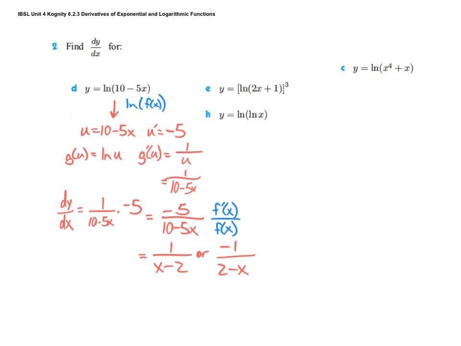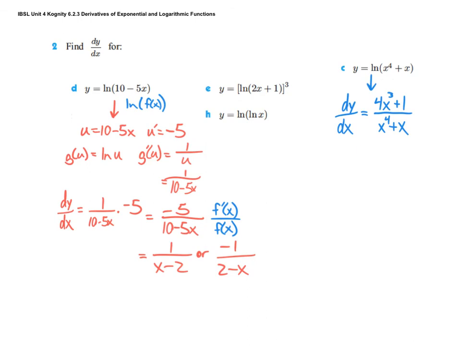Okay? So if I come over here to C, eventually what I want to be able to do is simply write down the answer. The inside function here is the x to the fourth plus x. So what's the derivative of that? 4x cubed plus 1. I put that over x to the 4 plus x. That's our derivative. Okay? Once you get the hang of the pattern that the chain rule gives you every time, we want to be able to just write down the answers.